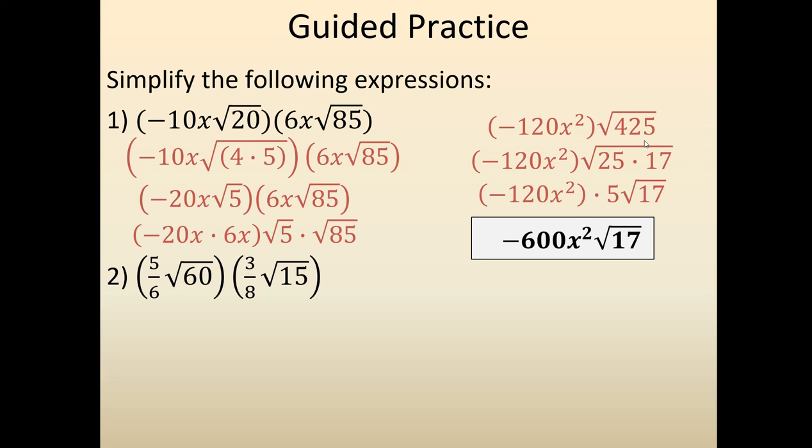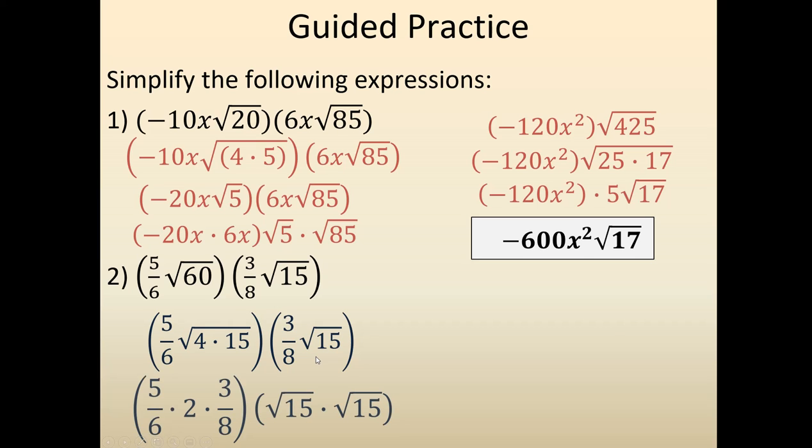All right. For number 2, we pretty much do the same thing. We're going to start off with simplifying and breaking up the 60 into 4 times 15. Then what we're going to do, this is going to end up being 2. So square root of 4 is 2. And we're going to multiply it with both the 5 over 6 and the 3 over 8. So we have 5 divided by 6 times 2 times 3 over 8.